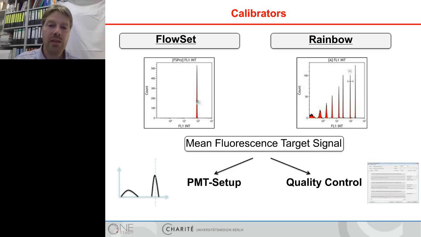But we are using this calibrator not only to do a PMT setup, we are using it also for quality control. So we are measuring the flow cell beads each day before the measurement of the samples with the same settings but without the compensation. And we are tracking the results for each channel over time. If we see then a variance of this MFI value for a channel of more than 5%, we start again the setup procedure to set up the machine to the target value.